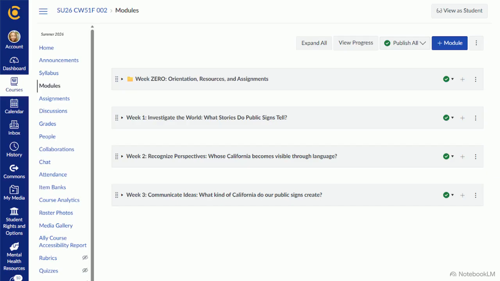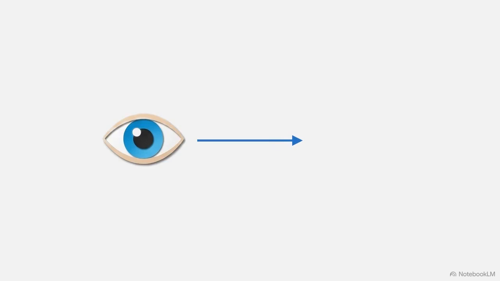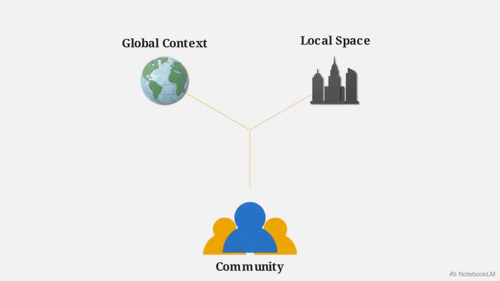Looking at our course modules, you can see the complete path. You started with orientation in week 0, moved through initial observations, and have now arrived at the final section, week 3. This step requires moving beyond simply observing what a sign says. Synthesis means connecting your specific local photos to the broader patterns we've studied to show a complete picture.